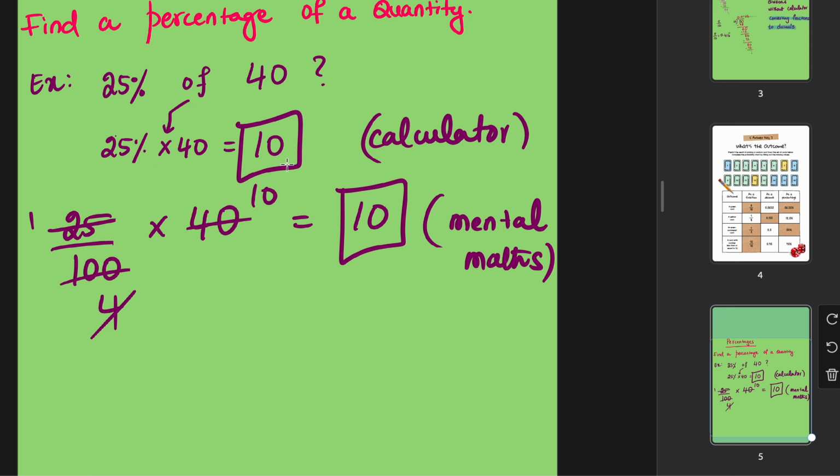Now, if you don't have a calculator and you have to do mental math, all you're going to do is remove the percent symbol. You're going to write it as 25 over 100. So we know that we can divide this by 25. So 25 divided by 25 is 1. 100 divided by 25, that would be 4. And then 4 divided by 4 would be cancelled and become 1. And 40 divided by 4, that's 10. So your result is 10. So what is 25% of 40? The answer is 10.